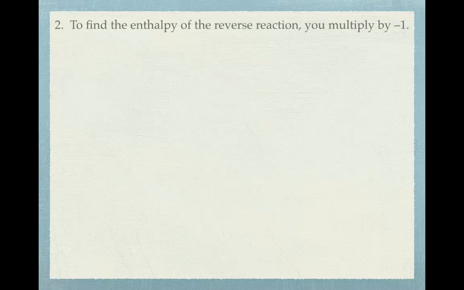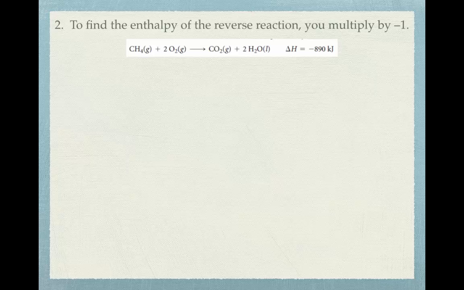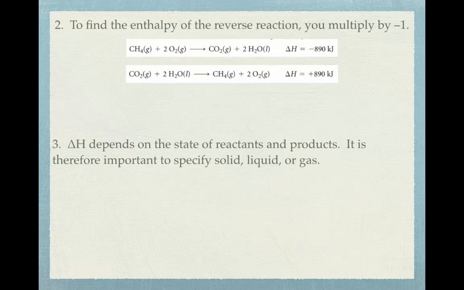The second guideline that we need to look at is the fact that when you reverse a reaction, when you flip a reaction, you need to multiply the enthalpy of that reaction by -1. So if you look at this example, you have methane reacting with oxygen. This is a combustion reaction in which 890 kilojoules of energy are being released. The reverse of that reaction, the change in enthalpy is actually going to be positive, so it's actually going to be an endothermic reaction.